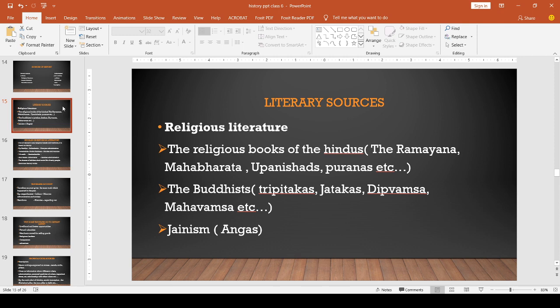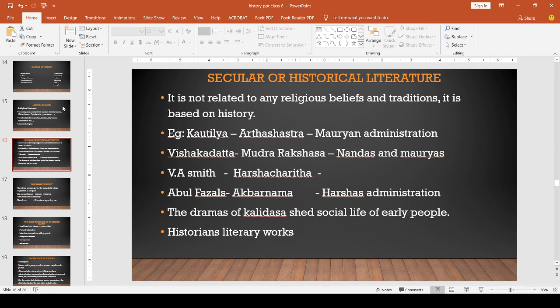The second one is secular literature or historical literature. It is not related to any religious books or any religious beliefs and tradition. It is based on history. Some of the writings of famous personalities, for example Kautilya. Kautilya gives us information about Mauryan administration through his book Arthashastra. Like that, Vishakhadatta. The Mudrarakshasa by Vishakhadatta yields valuable information regarding Nanda and Maurya dynasty.